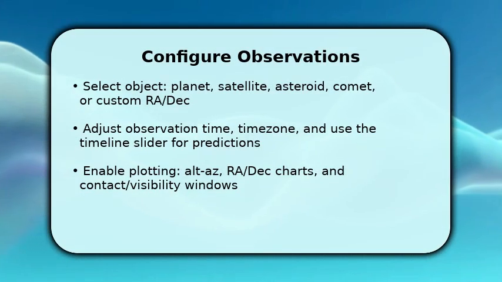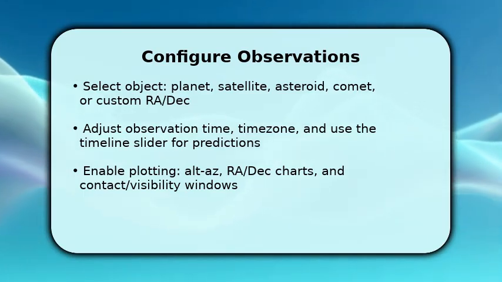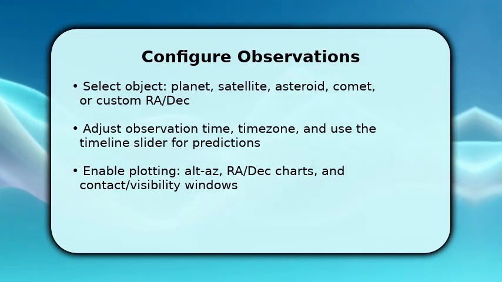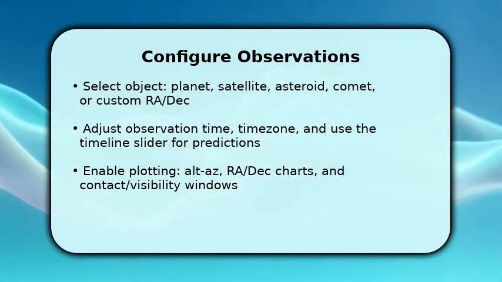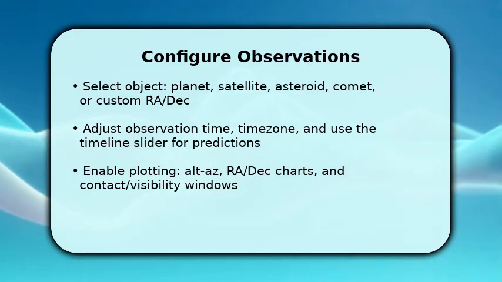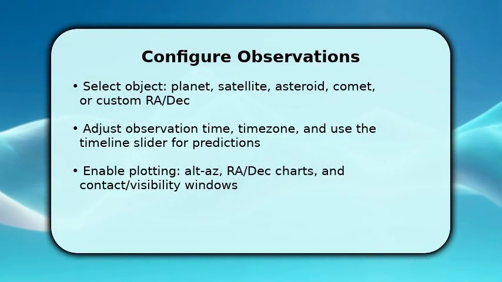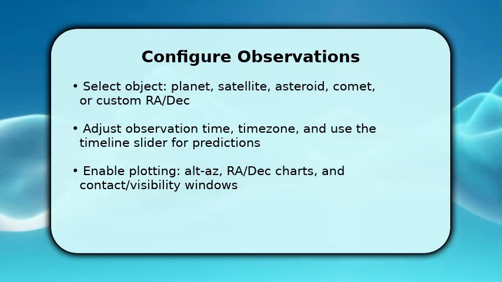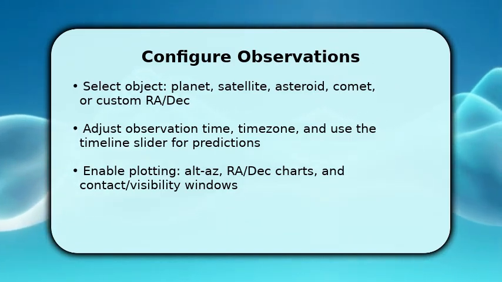Now you'll configure a specific observation. Tap the object selector and search or add by array/deck. You can import TLEs or ephemeris files for precise tracking. Next, set your observation time range and time zone, then scrub the timeline slider to preview events. Once you see a promising window, enable plotting modes, Alt-Az and array/deck, to visualize motion and identify optimal viewing angles.